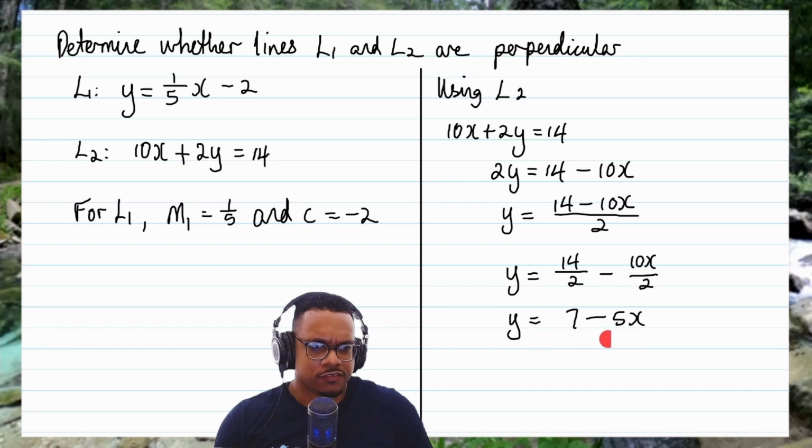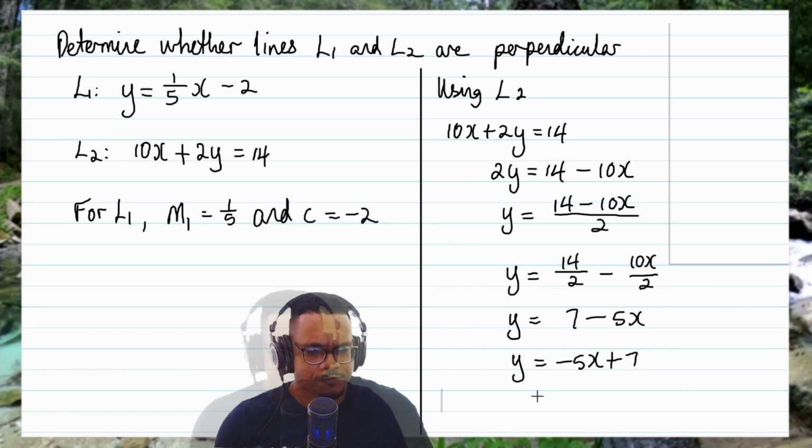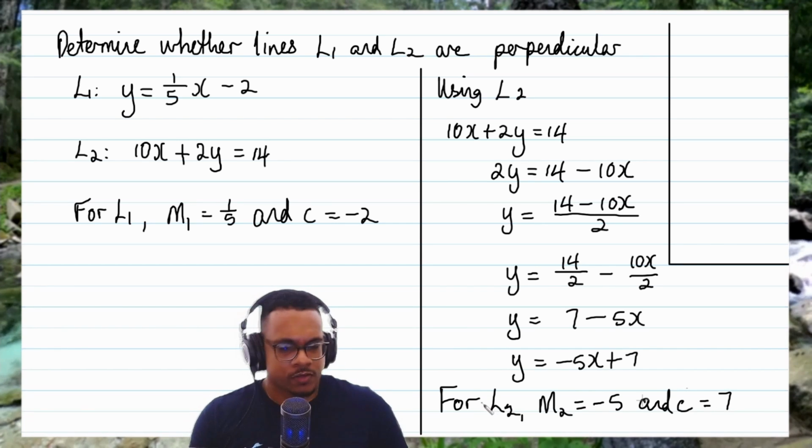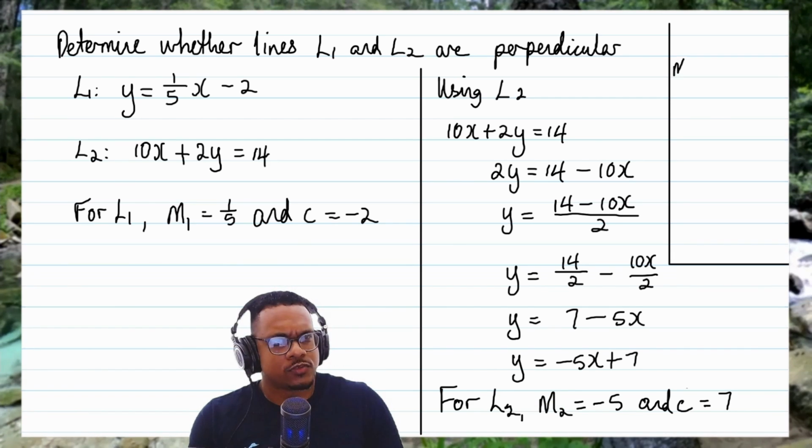Now let's rearrange this into the form y equal mx plus c. So I'll write y, I'll write the negative 5x first, and then the positive 7. Now for L2, we have the gradient m2 will be equal to negative 5, and our y-intercept is equal to positive 7. So now if these two lines are perpendicular, if you multiply m1 with m2, you're supposed to get negative 1. So m1 times m2 is equal to 1/5 times negative 5.